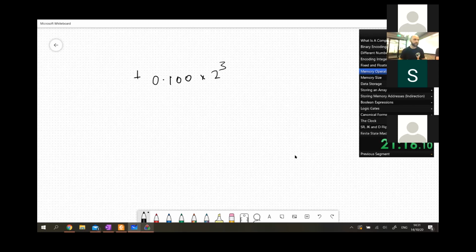Okay, it depends on how many bits we assign to our mantissa and exponent. Let's just say we have 3 bits for the mantissa and 4 bits for the exponent. So if we wanted this in binary, we'd have 0 for the sign, put our mantissa in, 1, 0, 0, and then our exponent in 4 bits, which will be in 2's complement, 0, 0, 1, 1. So that's this representation in sign, mantissa, exponent.